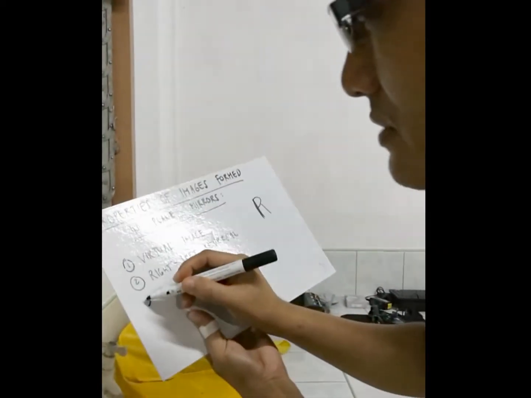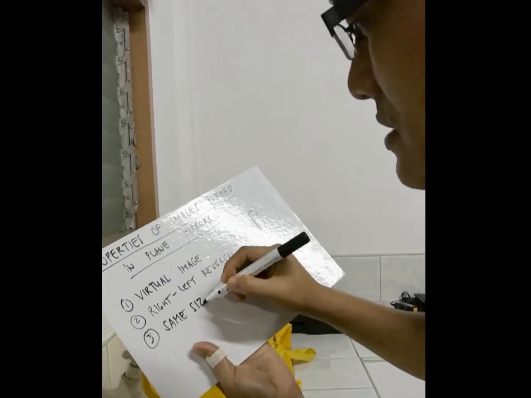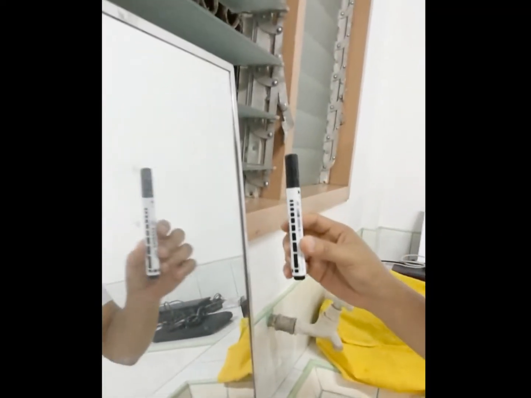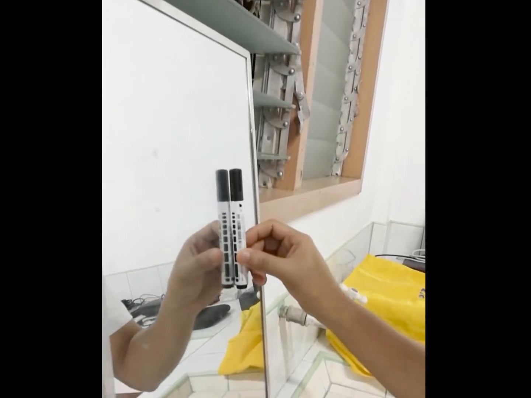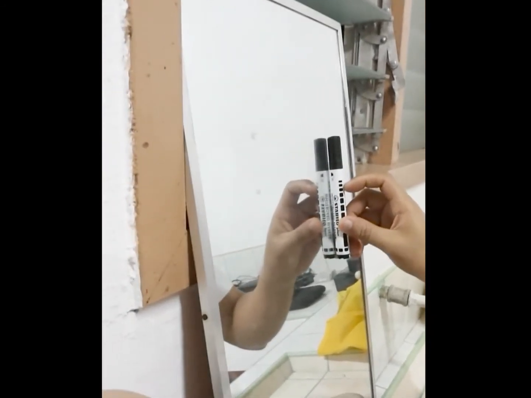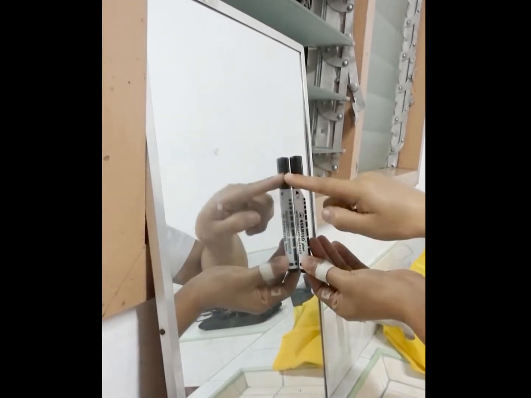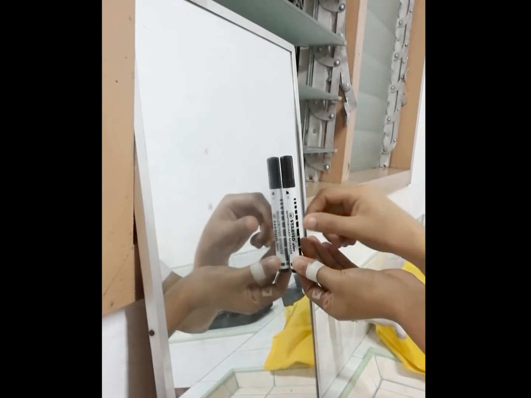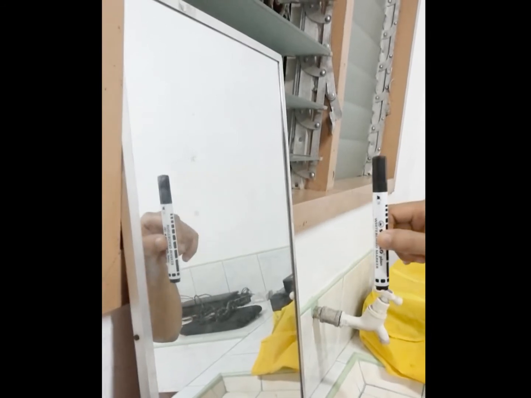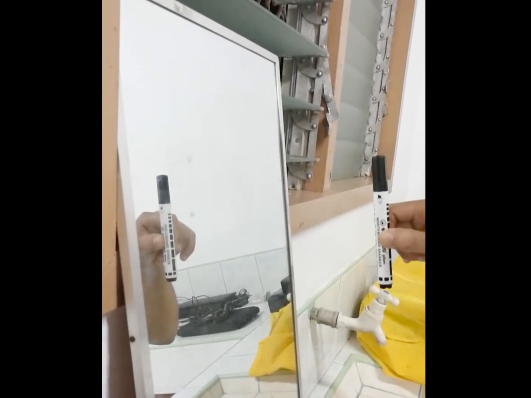Now, the third property of images is they have the same size as the original object. So if I put this original object onto the surface of this plane mirror, you can see that how long this object is, is the same length as that of its image, right? Now obviously if I'm going to pull it away, this is still the same size as that, okay?